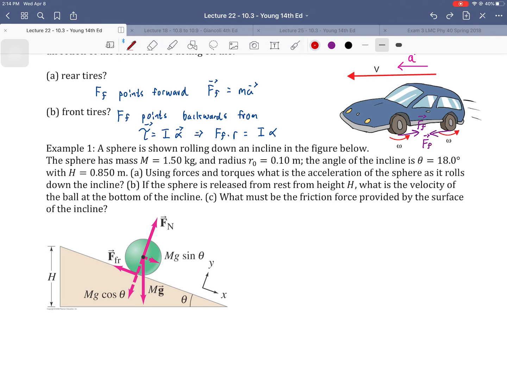So using forces and torques, what is the acceleration of the sphere as it rolls down the incline? In fact, there's no way to solve that other than using forces and torques. I just write that there as a reminder. There's no way to do this with energy, for example, because energy tells you nothing about acceleration.